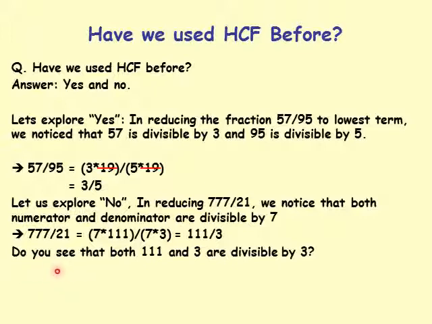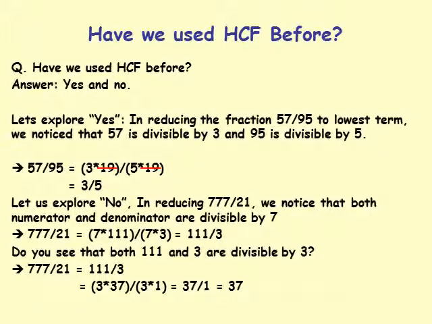So we already have 777 divided by 21, which is equal to 111 divided by 3. Let's now represent this again in smaller numbers. 3 is a factor of the numerator, so it's 3 times 37, and 3 is a factor of the denominator, that's 3 times 1. So we divide both the numerator and denominator by the common factor 3, and that gives me 37 divided by 1. 37 in the numerator and 1 in the denominator, which is 37.